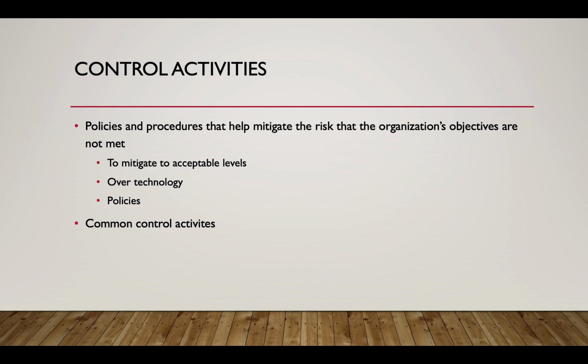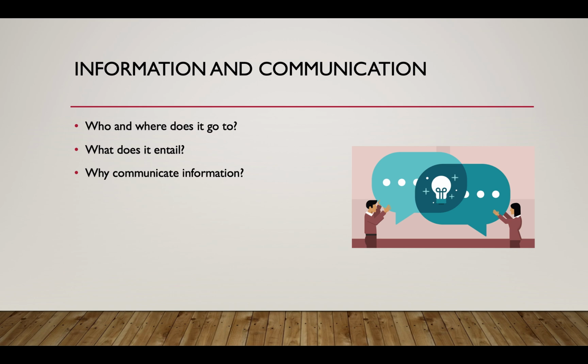And so the common control activities, there are 3 of them. It's performance reviews, transaction control activities, and information processing controls. And the most important of those 3 are performance reviews, of which it includes reconciliations, verifications, and budget to actual comparisons. Next up is information and communication.